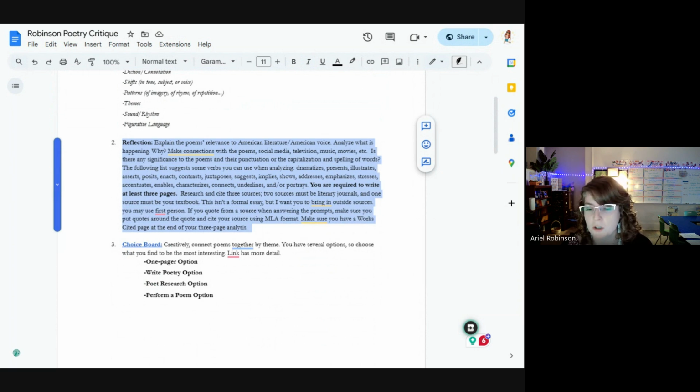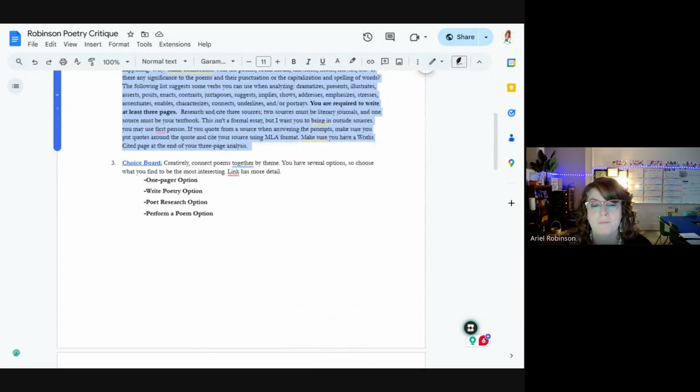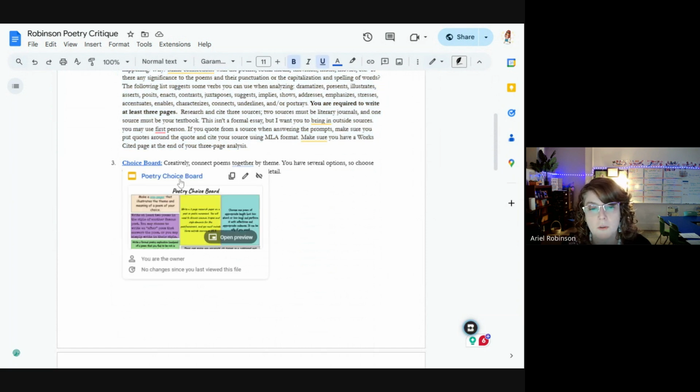But I do want you to bring in some outside sources, and it can be in first person as long as you're talking about the text. You have to write at least 3 pages, but it does not have to be a formal paper of any sort. And then after your reflection, you do a choice board option.